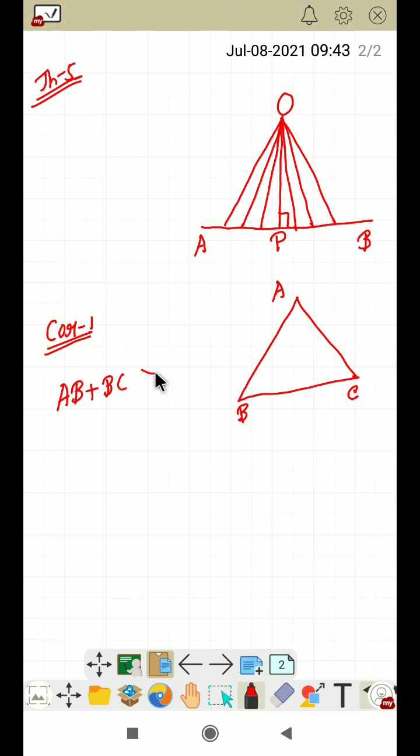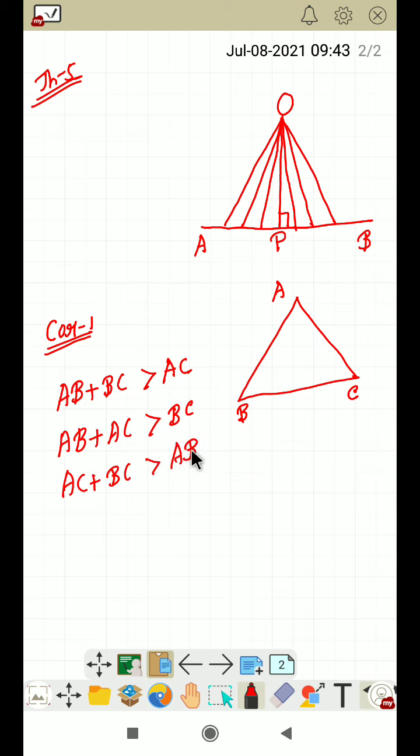is always greater than the third side. I am taking here AB and BC. This is greater than the third side AC. If you take here AB plus AC, then this one is greater than BC. If I take here AC and BC, then it will be greater than AB. That means if you consider any two sides, then their sum will be greater than the third side always.